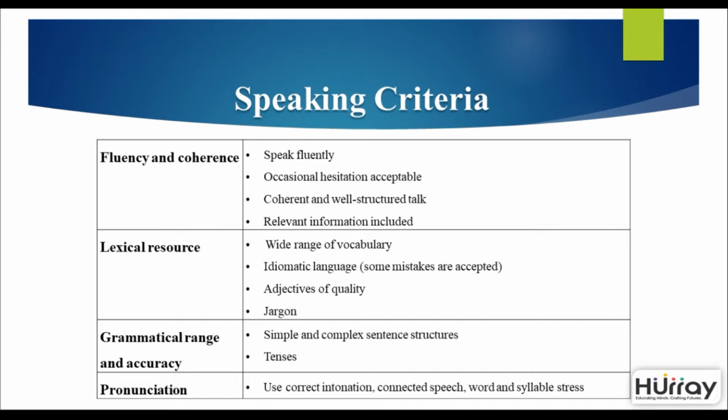Lexical resource, that means wide range of vocabulary. Use idiomatic language. Some mistakes are accepted. Use adjectives of quality and varied jargon. Grammatical range and accuracy is the third criterion, where you need to use different sentence structures like simple, compound, and complex sentences. You need to use tenses accurately and a lot of more other grammatical topics.